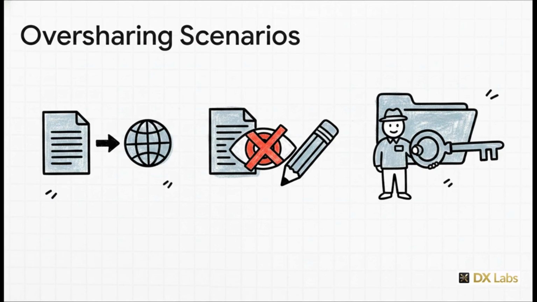First up, sharing with everyone or anyone with the link. Imagine a draft project plan, intended just for internal review, being blindly forwarded to an external vendor. By creating an anonymous link, that document undergoes unrestricted routing, resulting in the unintended disclosure of proprietary info.